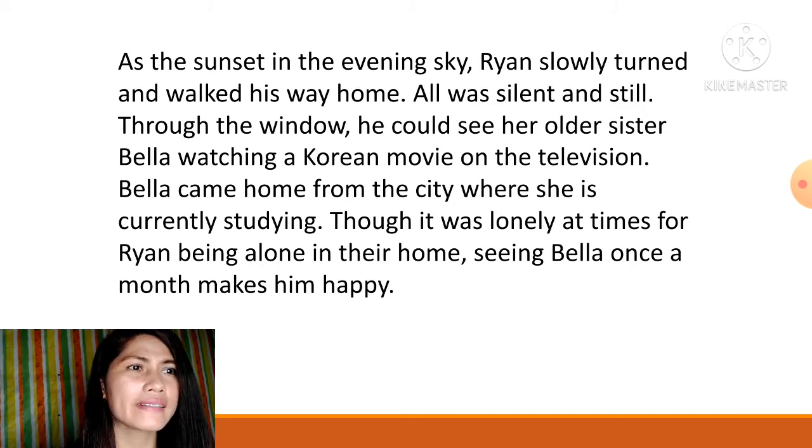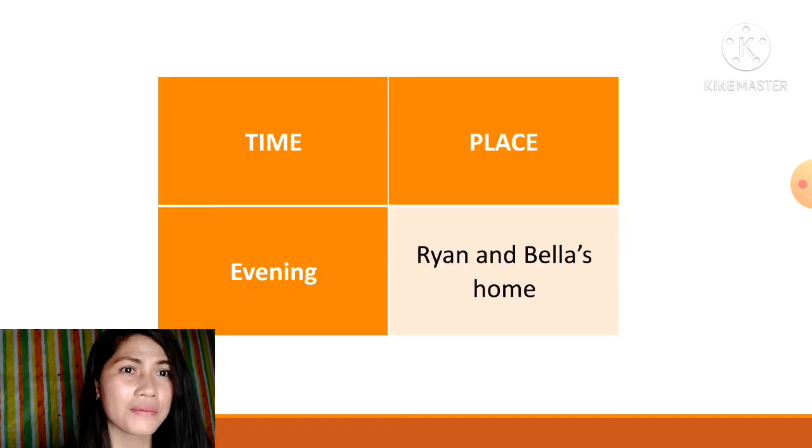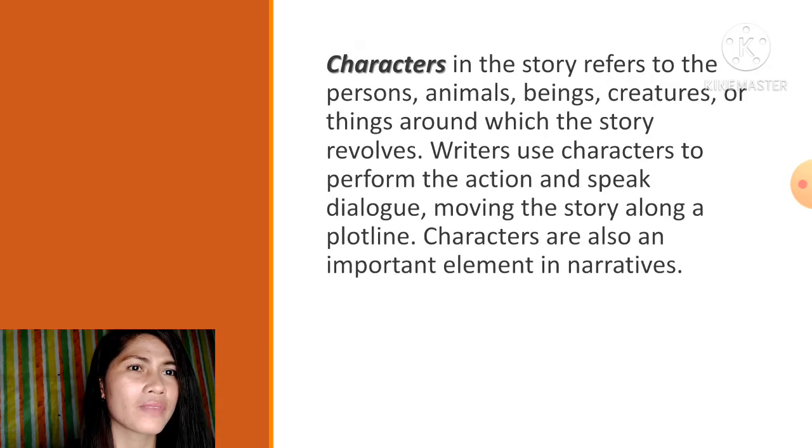Another example: as the sun set in the evening sky, Ryan slowly turned and walked his way home. All was silent and still. Through the window, he could see his older sister, Bella, watching a Korean movie on the television. Bella came home from the city where she is currently studying. Though it was lonely at times for Ryan being alone in their home, seeing Bella once a month makes him happy. So from the story, the time is of course evening and the place is Ryan and Bella's home. So it's very easy to identify the setting in terms of time and place.